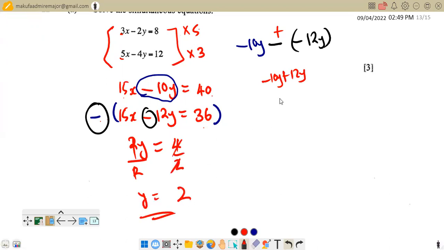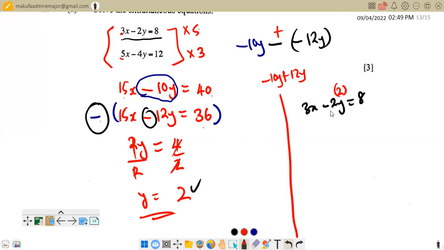All right, now substitute the value of y, which is 2, into any of the equations. You just choose. I'm just going to take the first equation as it is. 3x minus 2y is equal to 8. Y is equal to 2, so I'm going to substitute 2 in place of y here. So it's negative 2 times 2, which is negative 4. So I'm going to remain with 3x. Transpose the negative 4 to the other side, it's going to be a plus 4. So that means I've got 8 plus 4, which is 12 in this case.